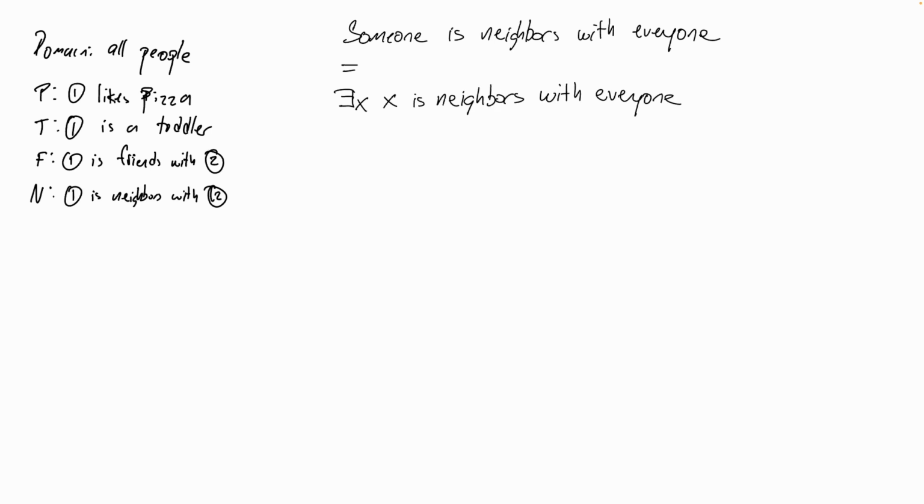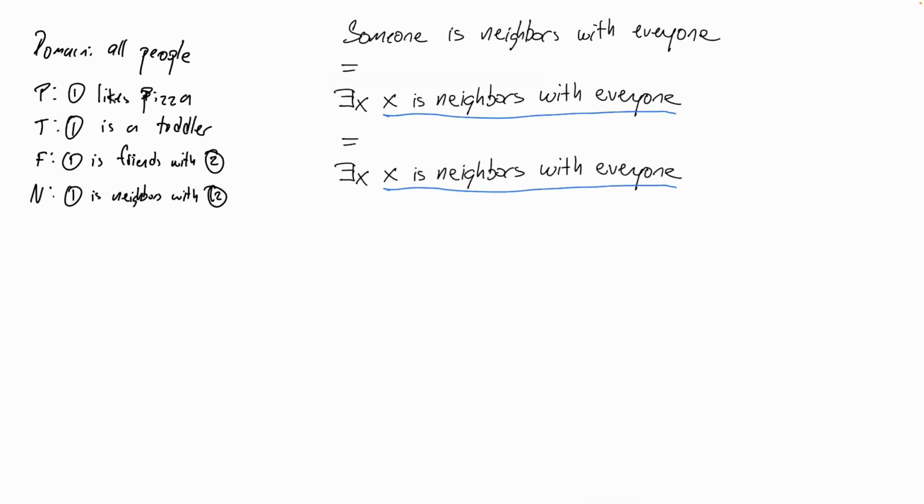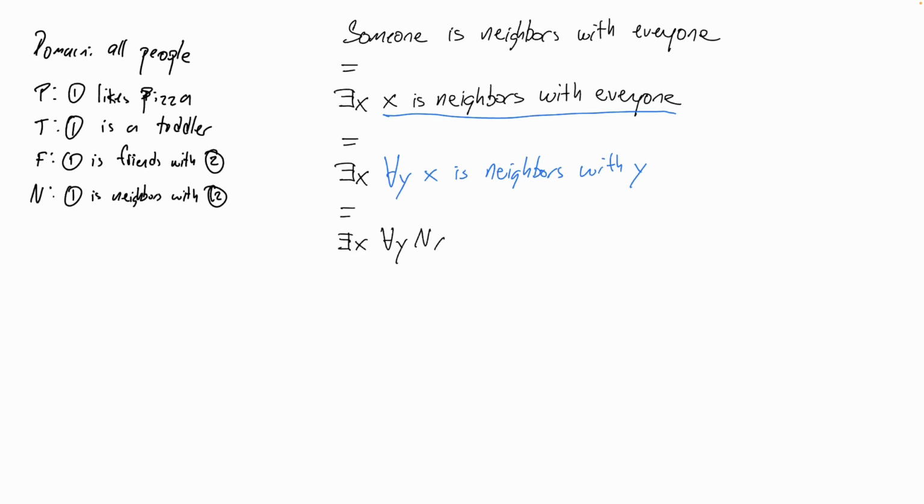Now work on "x is neighbors with everyone." You have to be a bit careful here. You can't reword that as "for all x, x is neighbors with x," because that says that everyone is neighbors with themselves, which isn't what we want. So we have to rephrase it as "for all y, x is neighbors with y." That gives us "there is an x such that for all y, N x y" as the full translation.